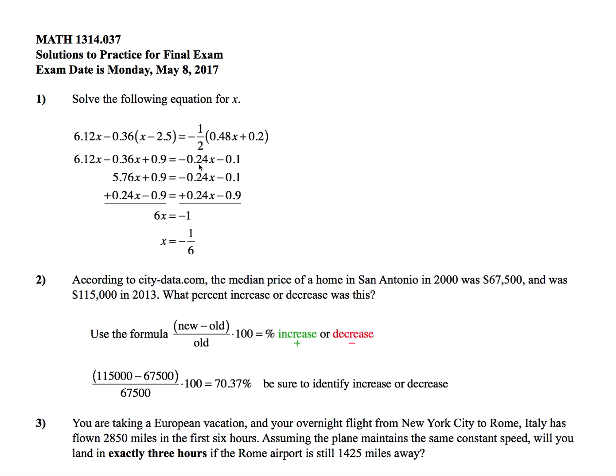So now we have this second equation, and we want to isolate the variable terms on one side and the constant, that is numerical terms, on the other side. And so I combine these two. 6.12x minus 0.36x is 5.76x, and then I add 0.24x and subtract 0.9 on both sides of the equation, so that I eliminate 0.24x from this side and I eliminate 0.9 from this side. This gives us 6x equals negative 1. Then I divide both sides by 6, or multiply both sides by 1/6, to get x is equal to negative 1/6.